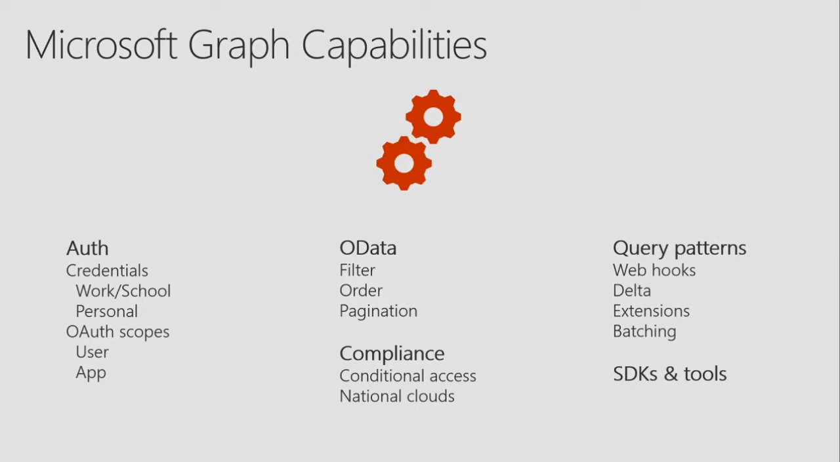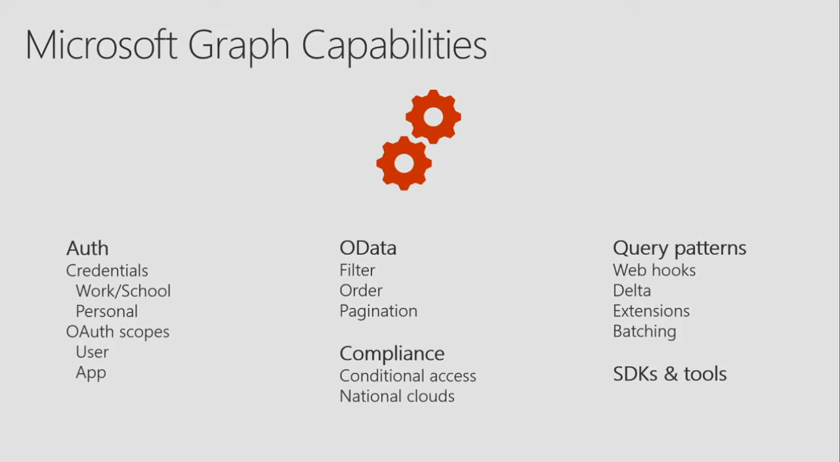And finally, there's a certain set of query patterns, like webhooks, that allow you to subscribe to a particular resource and see the changes on that resource. Delta, which allows me to take a state of a given point in time of a resource. So I can call groups with a Delta query and say, the next time that I call with this Delta token, give me all of the changes that have happened since this Delta token was created. Extensions, which is the ability to add data to the Microsoft Graph, and batching, which is JSON batch, to add multiple requests in a single query.